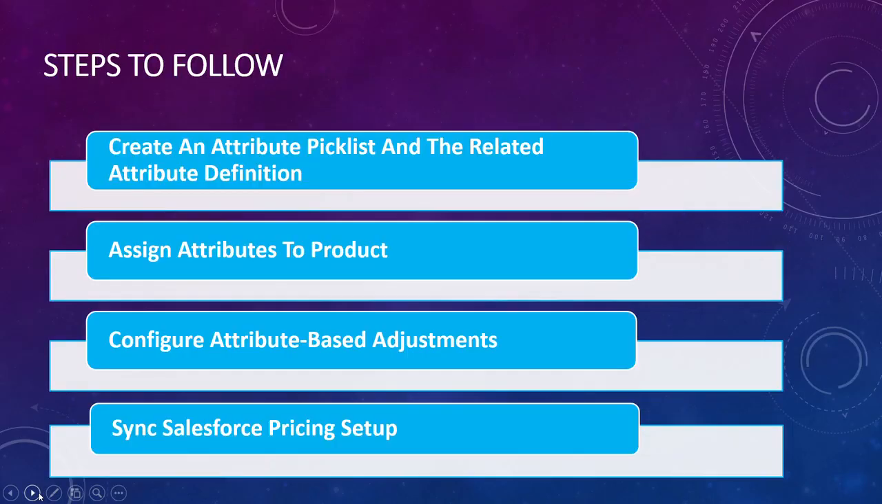Here are the steps that we are going to follow. First, create an attribute pick list and the related attribute definition. Second, assign attributes to product. Third, configure attribute-based adjustments. And finally, sync Salesforce pricing setup.